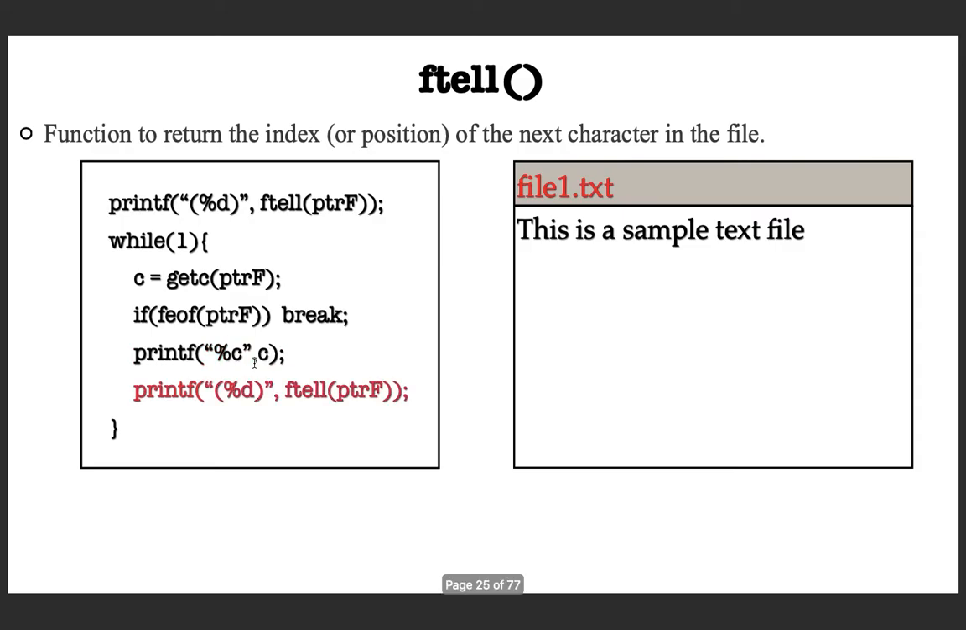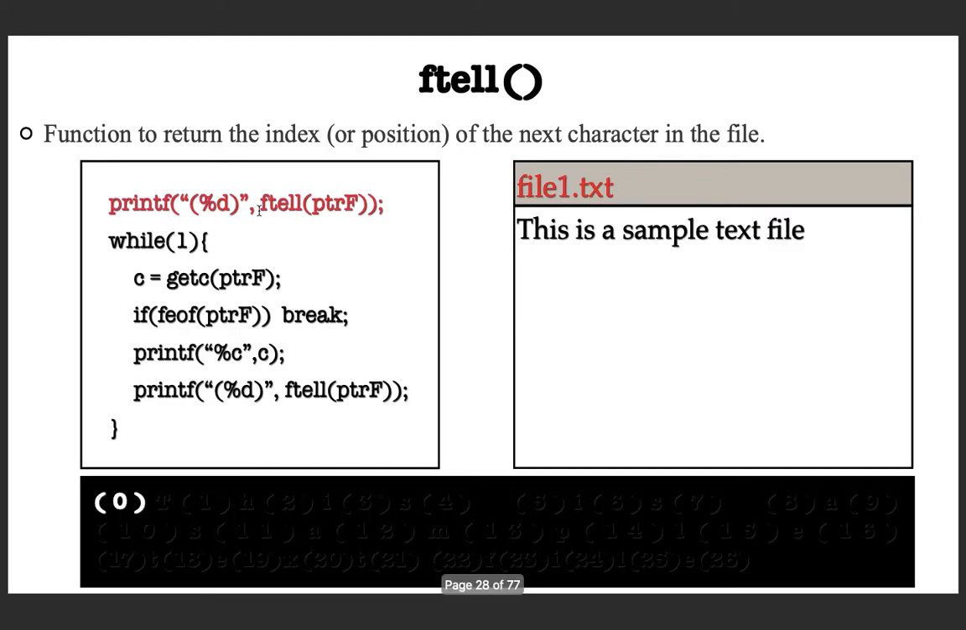and immediately after that you are again printing the next position. 0 is the first position, 1 is the next position, and that position is again printed within this parenthesis. That is what this program is doing. Now suppose you are going to execute. This is the line. So what will happen? You are printing the first position, which is 0, and that is printed in parenthesis.